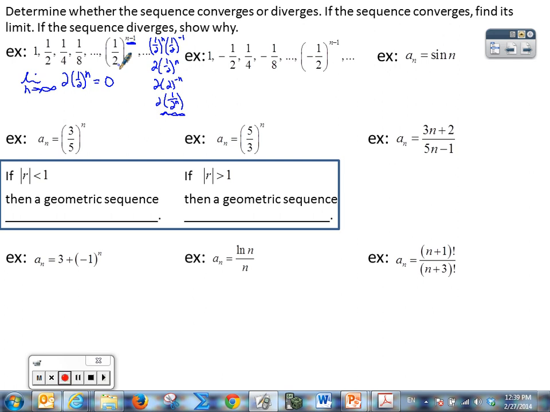Another way that we can think about this limit is with rates of growth. Okay, so let's think about it. Instead, let's think about it as 2 times 1 to the n over 2 to the n. And let's think about the growth rates of these two right here.